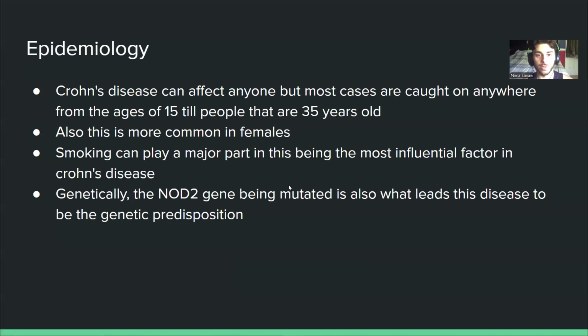Crohn's disease can affect anyone, but most cases are caught anywhere from the ages of 15 till people that are 35. For some reason we haven't found out, but it is actually more common in females. Smoking can play a major part in this, and is actually a more influential factor in Crohn's disease because the NOD2 gene is getting mutated, and it leads to this disease genetic predisposition as well.